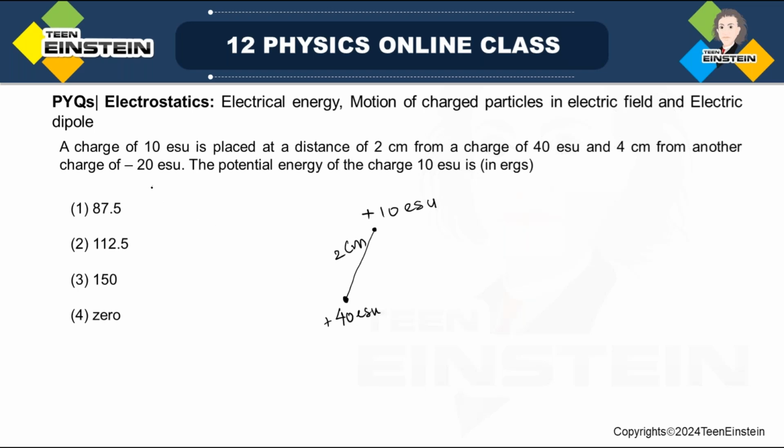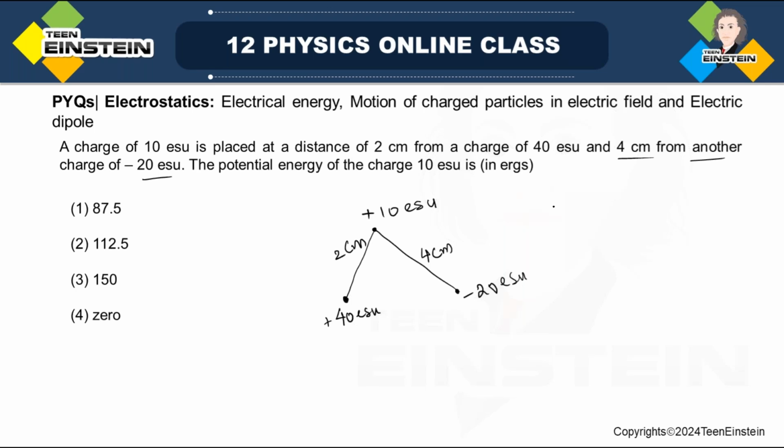And 4 centimeter from another charge of minus 20 ESU. So this is minus 20 ESU, and this is 4 centimeter. So what is the potential energy of the charge 10 ESU in ergs?